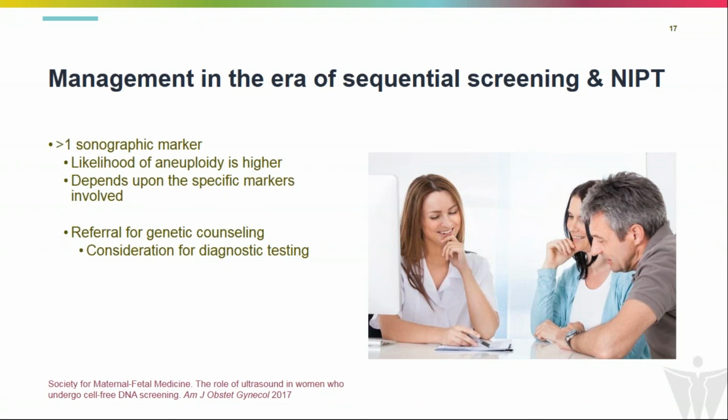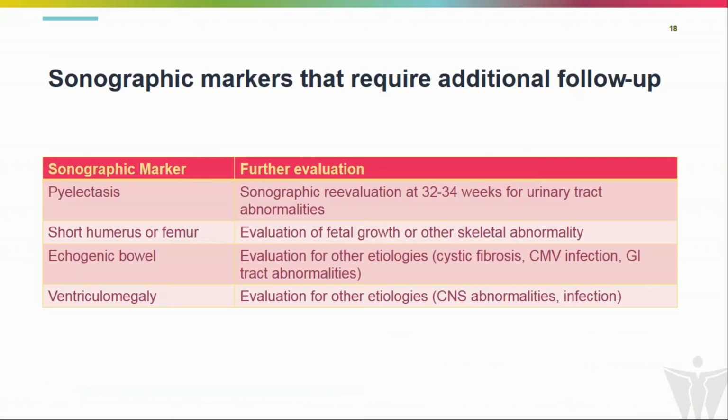And then finally, as I said, there are some markers that do require additional follow-up. Just to go through a few of these, when we do see pyelectasis, because of the association with urinary tract abnormalities, reevaluation at 32 to 34 weeks is recommended. For short humerus or femur, we want to evaluate the fetus for potential growth abnormalities or skeletal problems. With echogenic bowel, consider testing for other potential etiologies such as cystic fibrosis, CMV, and GI tract abnormalities. And finally, with ventriculomegaly, we want to evaluate for other etiologies such as CNS abnormalities and fetal infection.